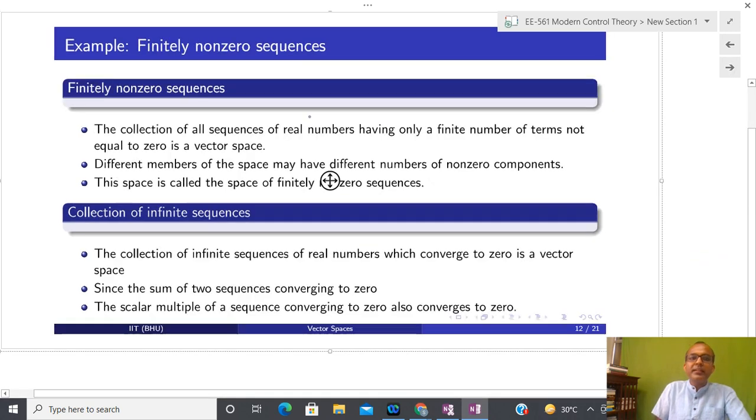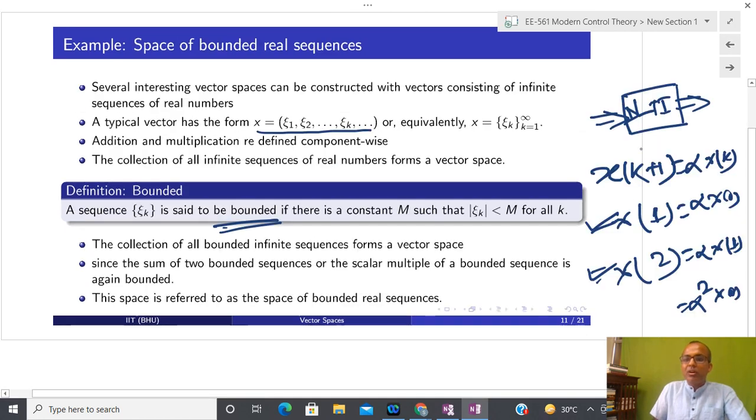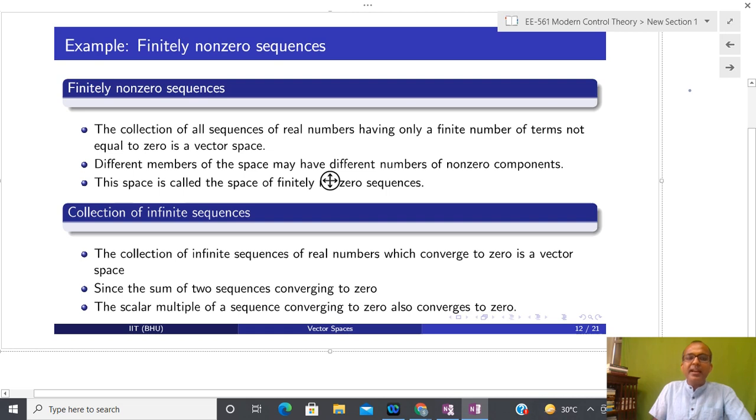Now let us come to the finitely non-zero sequence. Take the previous example only. I do not have to check up to infinity. If you check up to the kth instant, I can tell that I am very close to zero. It means I am truncating the sequence, and it is possible to show that again that will form a vector space. Everywhere you have to understand how to define the zero element, what the identity is, and so on.